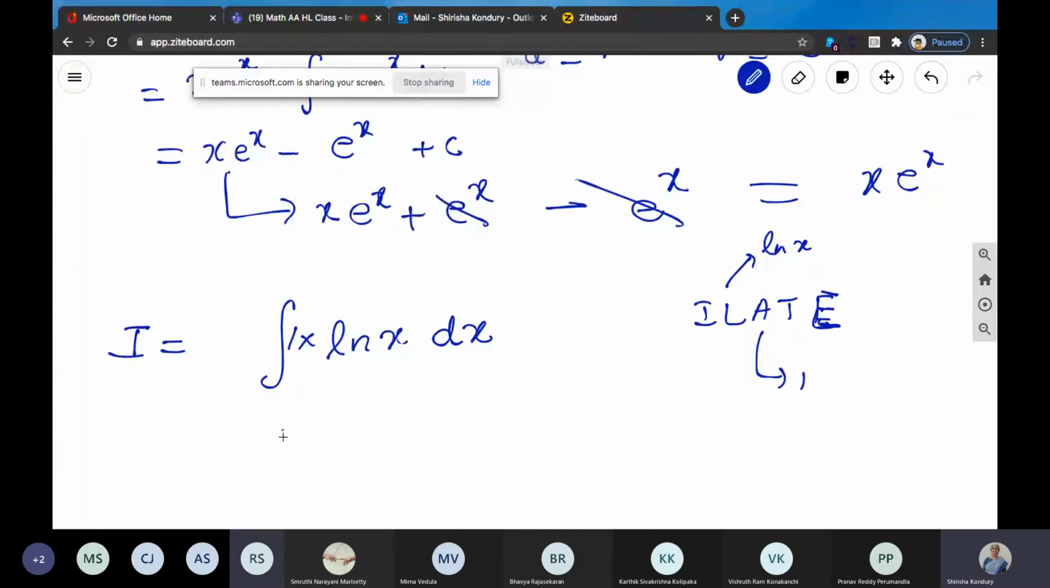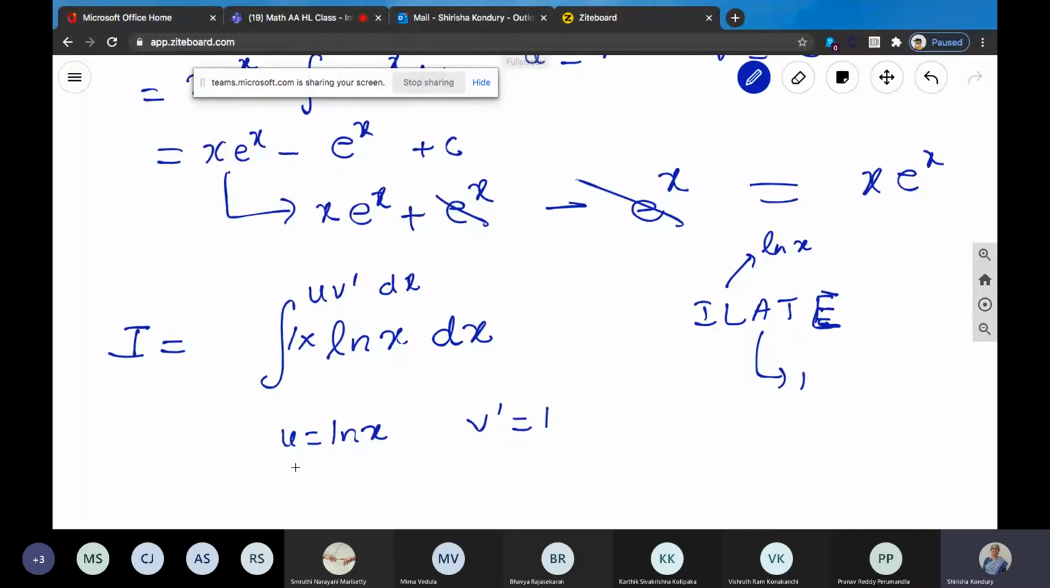Ma'am, ln x. Very good. The one which comes first, right? In that order of ISLATE, whichever comes first is u. So u is ln x. And then what is the other one? Obviously the other one is v dash. Because I am finding the integral of uv dash dx. This is what I am finding the integral for.